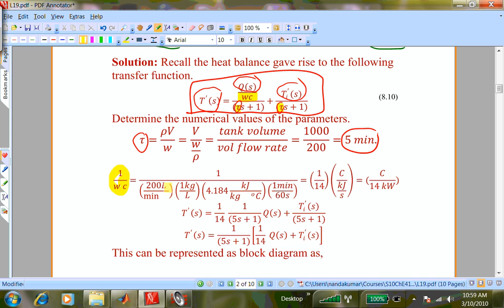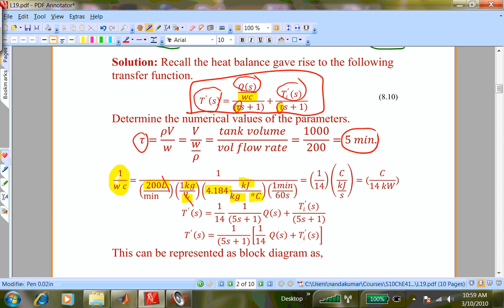So the flow rate is given as 200 liters per minute. Okay? The specific heat C is 4.184 kilojoules per kg degree C. That is a material property, the heat capacity. Okay? So I need to convert the liters to kilograms. I take the density and multiply it by 1 kg per liter. Okay? So what has happened here is I've canceled the liters with liters. So I'm getting 200 kilograms per minute as the mass flow rate. W is the mass flow rate, so it is so many kilograms per minute.